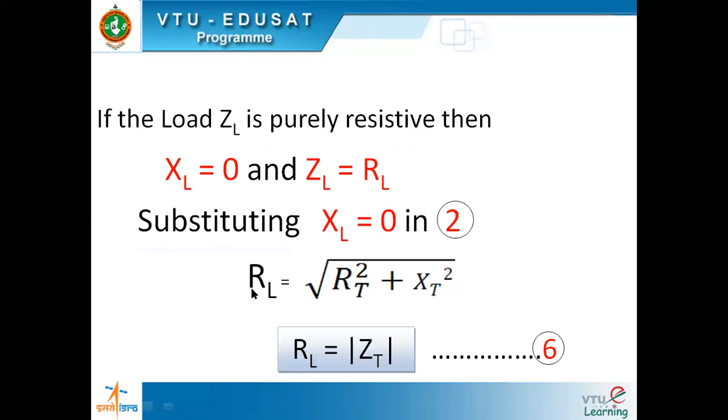Now, suppose the load ZL is purely resistive, we say. Load ZL is purely resistive. That means what? ZL is what? ZL is RL plus JXL.